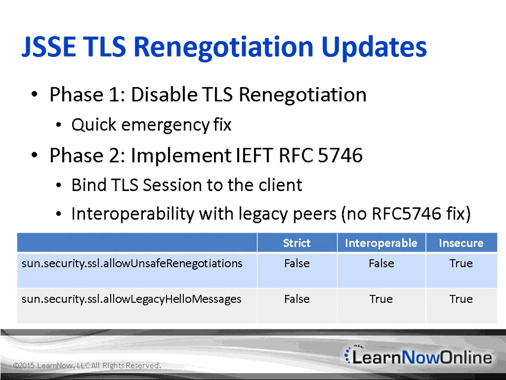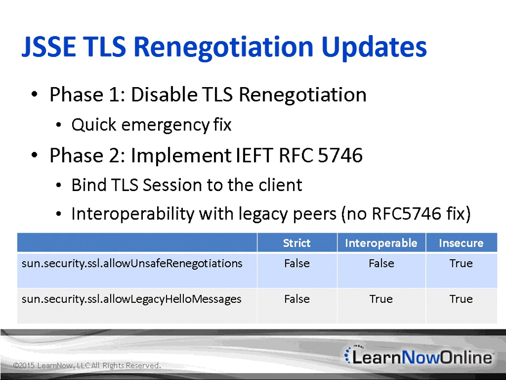Interoperable mode lets legacy TLS peers without the patch establish connections, but it does not allow renegotiation unless the peer has been upgraded with the IETF fix. Now, this is the safest way to allow legacy applications to continue to operate until they have time to deploy the IETF RFC. Lastly, insecure mode allows renegotiation with no restrictions, leaving the system open to the original TLS renegotiation attack. The interoperable mode is the default one set in Java SE 7, but you can change that with system properties.